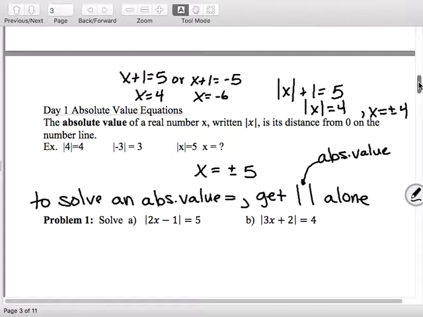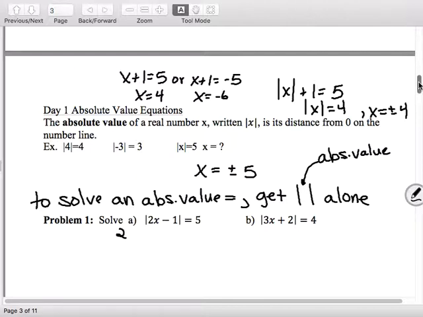Okay, I want you to pause and I really need you to think about this. The most common thing I see students do with advanced absolute value equations is they try to just say, oh, the left side is 5 and the left side is negative 5. That isn't what we're saying. We're saying the absolute value, when it's by itself, is the positive and the negative. All right, so I'm going to do A first, and then I want you to try B.